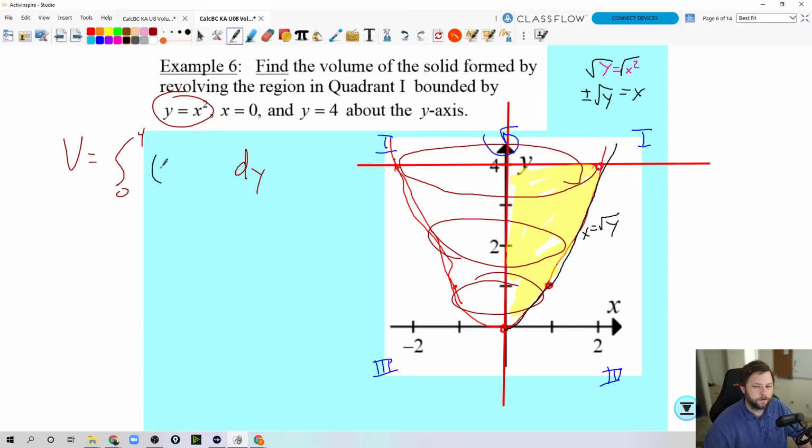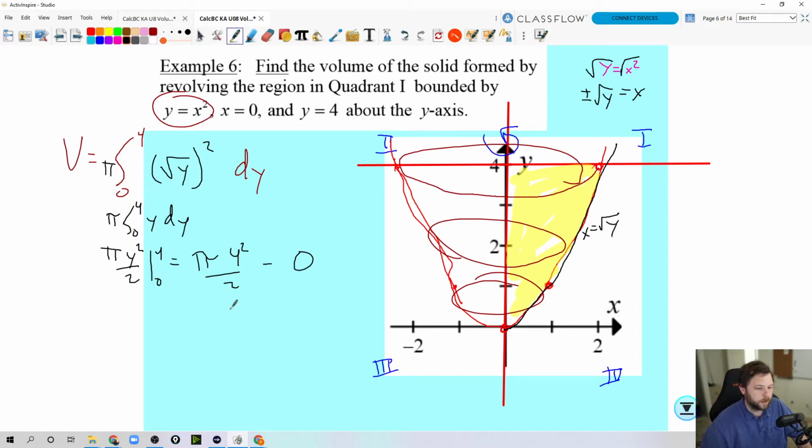So now I have square root of y squared. Oh, don't forget the pi r squared. So I can do that math, pi integral from 0 to 4 of just y, because the squares cancel out. If I wanted to do that work, it's y squared over 2 from 0 to 4, which is going to be pi times 4 squared over 2 minus 0 when you plug in that. So you get 16 pi over 2, which is just 8 pi for your answer.